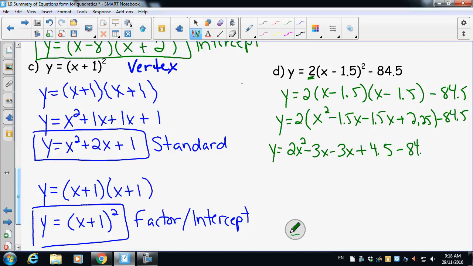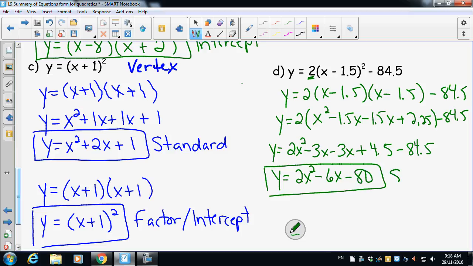And the very last step is to collect our like terms. So I have 2x squared minus 6x minus 80. And there finally is my standard form.